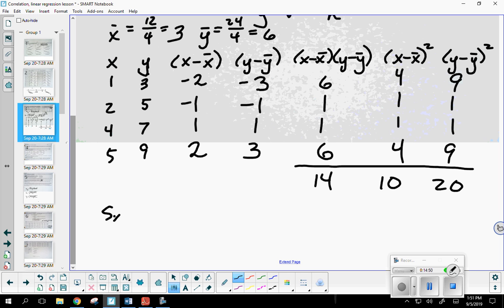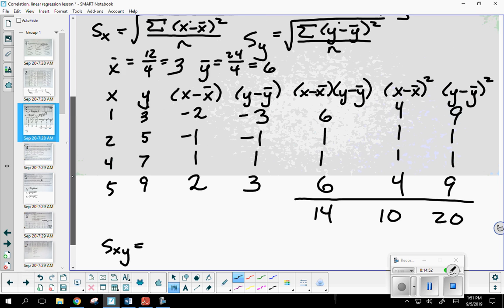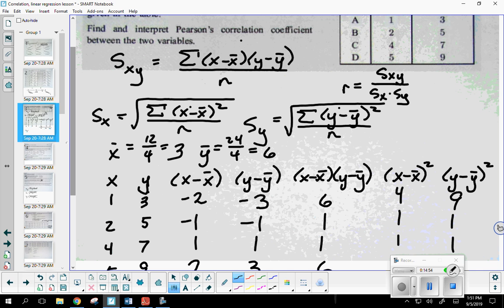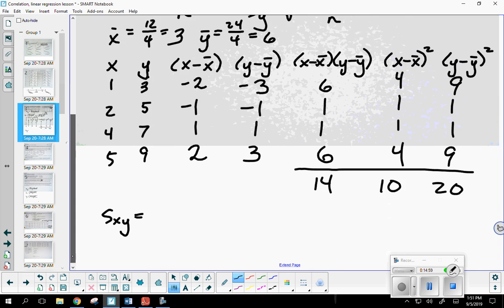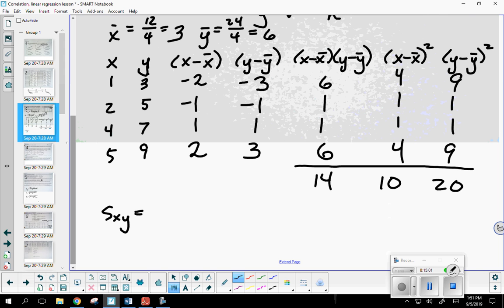Okay. The covariance S sub xy, it says I want to take the sum of those products and divide it by the number of terms. Okay, so I'm going to take the sum of that product, 14, and divide it by 4. Now, we're not dividing by 8. We have 4 ordered pairs. We've got 4 in each set that we're comparing. Does that make sense? So this right here would just be 7/2, or if you want to change it to 3.5, perfectly fine.